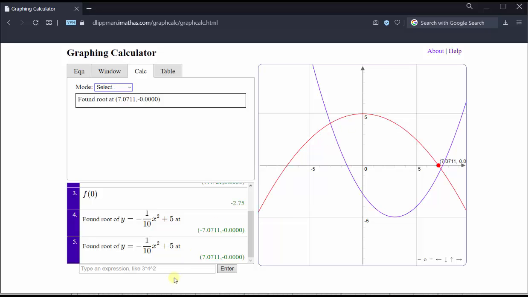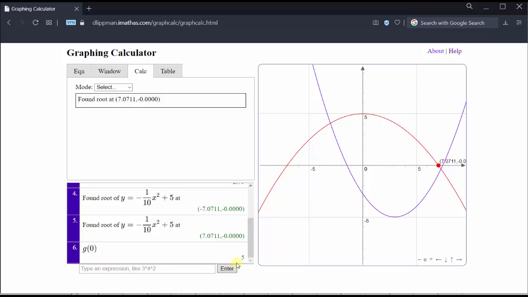Because this is g of x, we can find the vertical intercept by entering g of 0. Clicking enter, it will give us the output or y value of 5. Let's take this information back to our slide and record the intercepts.